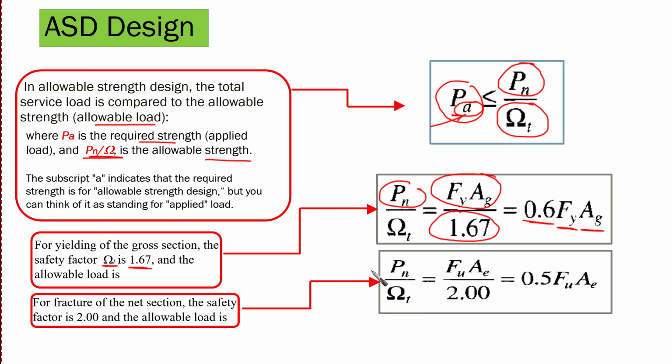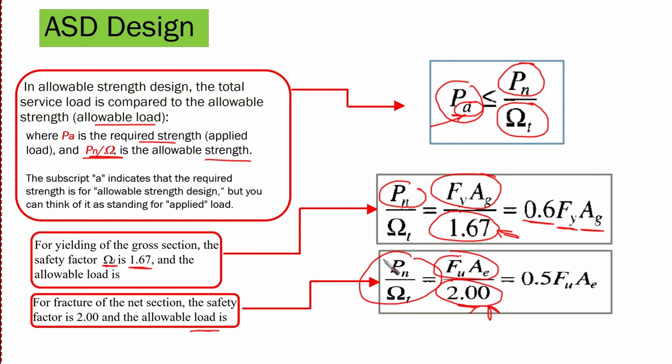However, for fracture, Pn is going to be F ultimate times Ae, the effective area, which is, as we said, the net area or maybe smaller, over the safety factor 2. We understand now why this is 1.67 and why this is 2. The 2 reflects the serious nature of fracture, as we said. For fracture of the net section the safety factor is 2, and this is the allowable load.